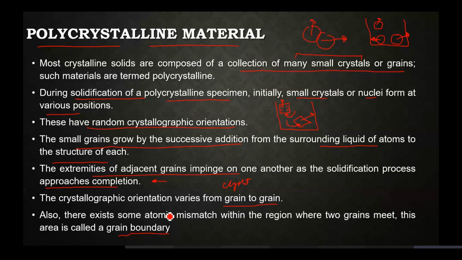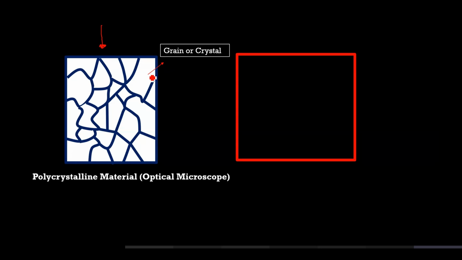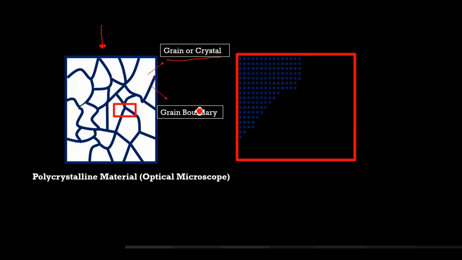This is the image of a material under a microscope, an optical microscope. I'll tell you what the regions are. Region within a boundary, this white region is one grain or crystal, and this blue region is the grain boundary. So let us look at this region and try to understand what is happening in it. In this region, what happened was initially atoms started coming together in this orientation.